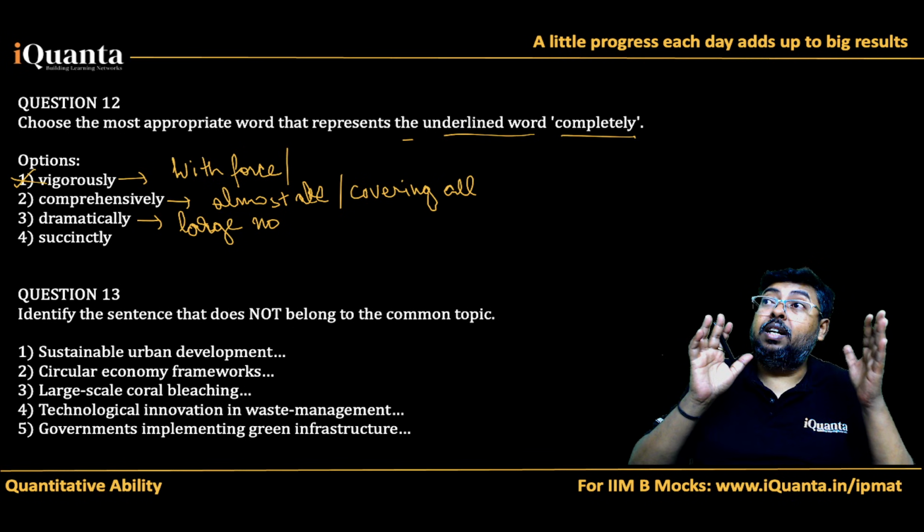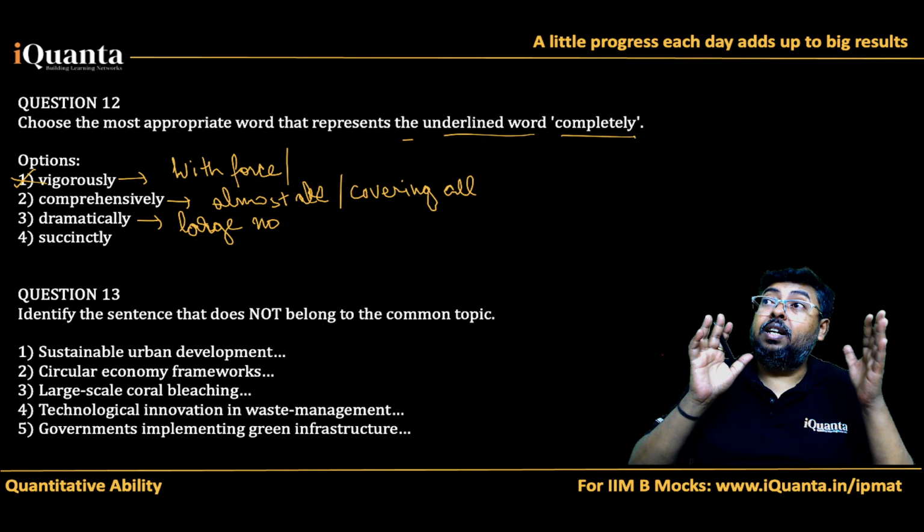Okay, let's come across to question number 13. Identify the sentence that does not belong to the common topic. Very important. Common topic. Now look at it. So we have got five options. First talks about sustainable urban development. Okay, so it is talking about something to do with the city, the urban crowd and everything. Okay. Circular economy frameworks. Okay. So this is also talking about some kind of urban thing or something to do with development. Fine. Large scale coral bleaching.